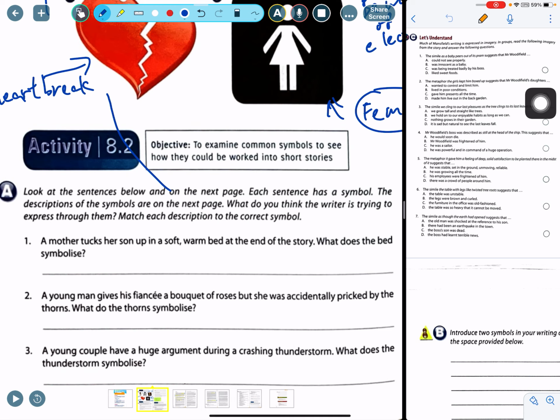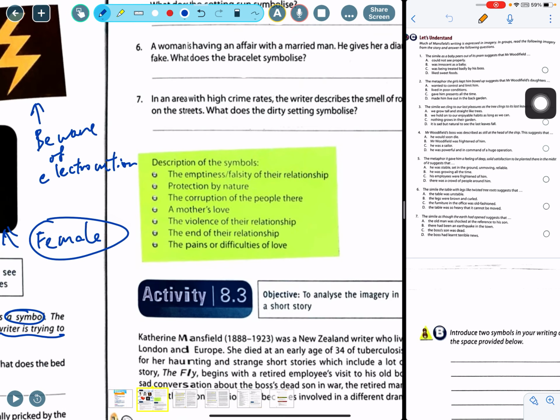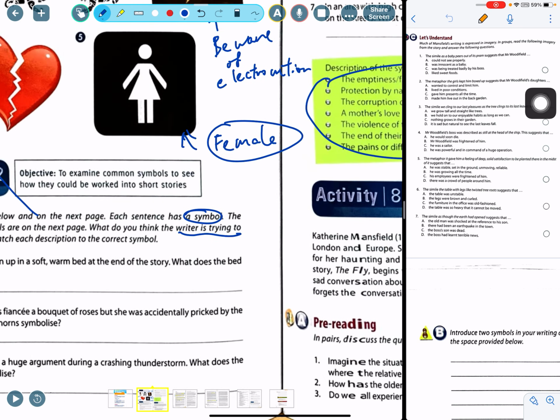Each sentence has a symbol, so you have to describe the symbol, what the writer is trying to express, and you have to look at these few descriptions of symbols right here. All right, so let's do it.